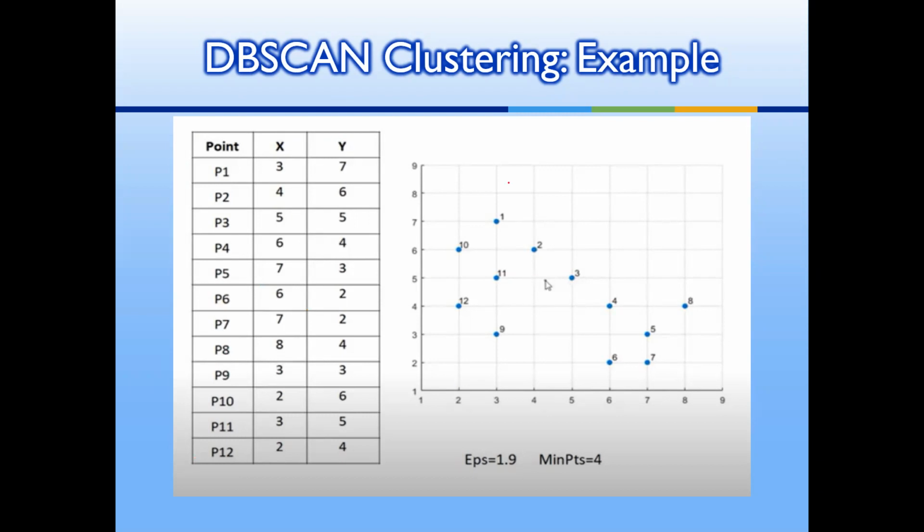And this is the graphical representation of the data set, represented on the XY space here. Unlike K-means clustering, K is not mentioned in the problem statement, but two values are given: the epsilon value and the minimum points. In the given problem statement, my epsilon value is 1.9 and minimum points is 4.